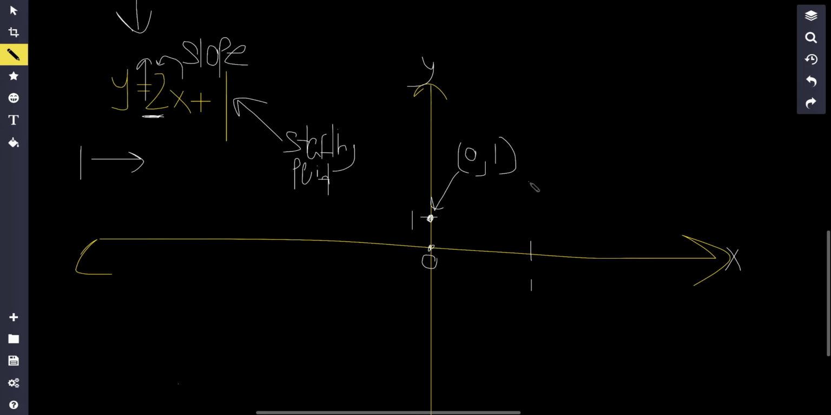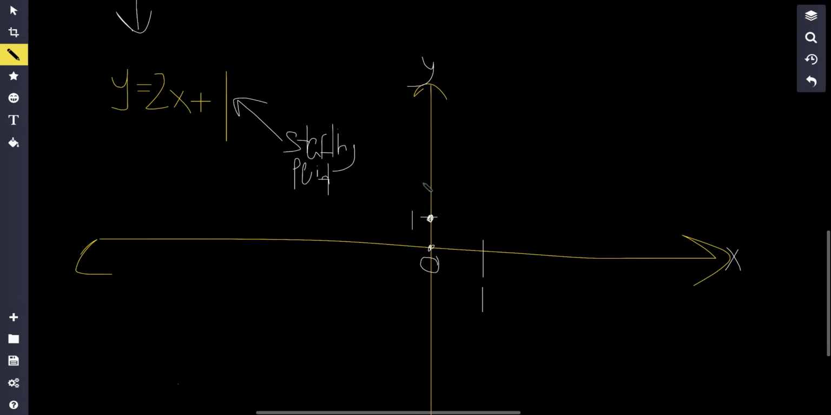If I move, this is not that. All right, I move 1 unit to the right, I'm going to move 2 units up. So let me just erase this real quick. When I move 1 unit to the right, I'm going to move 2 units up. So 2, I should put 3 here, 5, make it nice, 7. This is 1, 2, 3, 4.